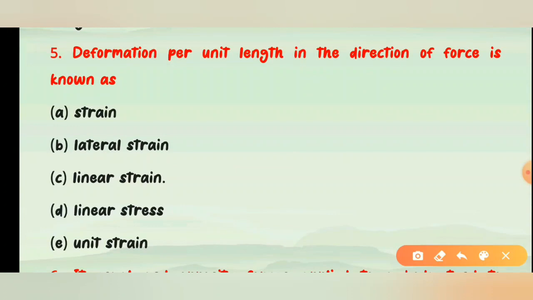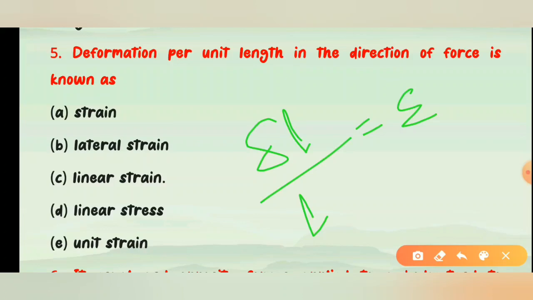Next question, deformation per unit length in the direction of the force is known as... Deformation means change in length upon unit length, which is equal to linear strain, which is denoted as epsilon. Linear strain is the correct answer for this question.